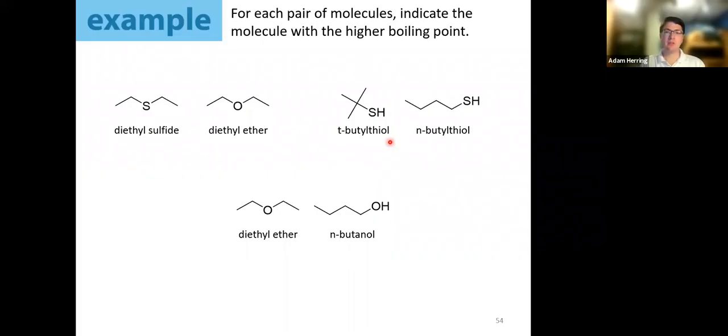Okay, here's another set. For each of these molecules, indicate which molecule has the higher boiling point and try to identify what's the reason behind it.